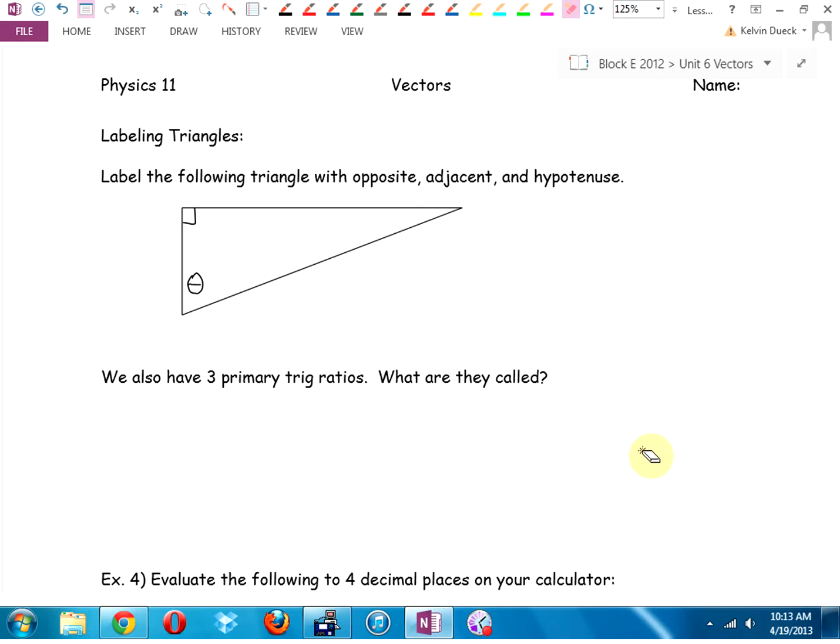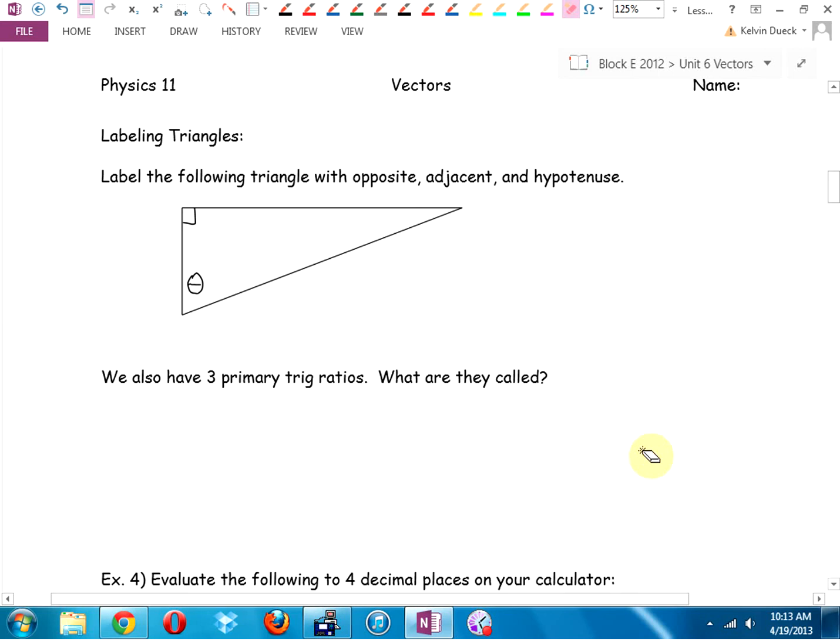Then we broadened this idea. We said every triangle has 3 sides, and if I give you an angle inside the triangle, we can label those sides as opposite, adjacent, and hypotenuse, although it depends which angle I gave you. The hypotenuse always stayed the hypotenuse, but opposite and adjacent could flip-flop.